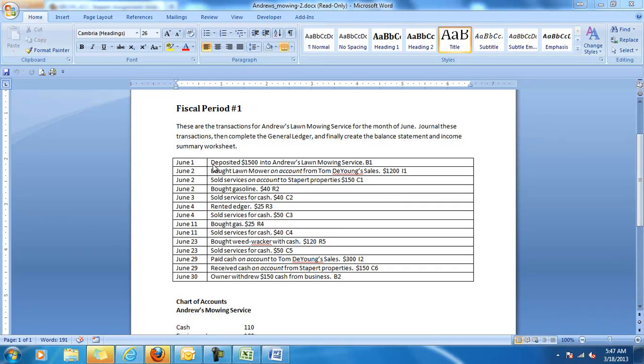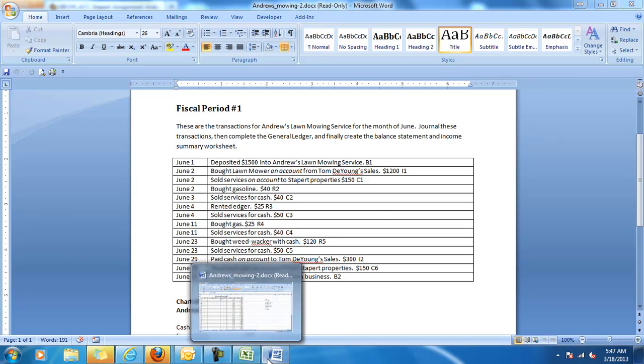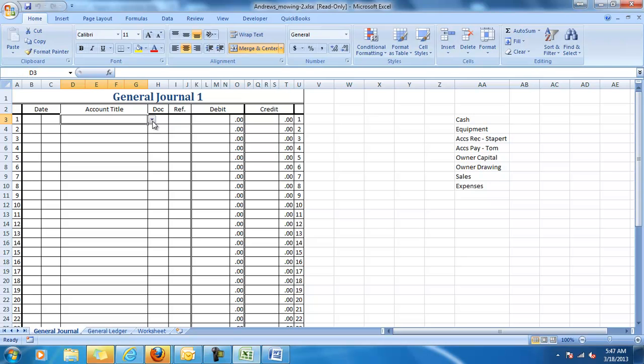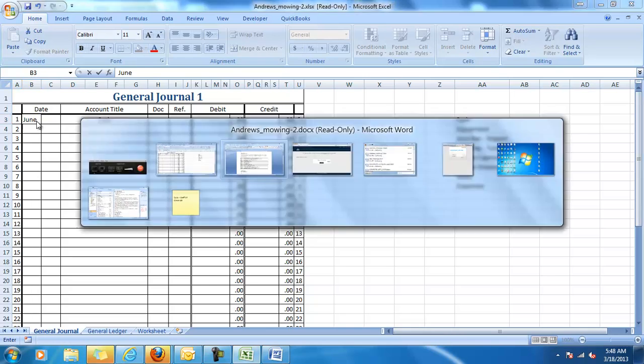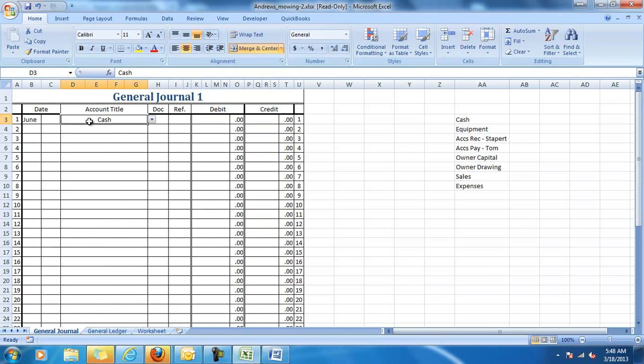So for instance, that first one says deposited $1,500 into Andrews Mowing Lawn Service. That'd be the owner doing that. So our cash account gets debited because our cash account increased. I should put the date in there. It was June 1st. The document number is B1. I'm going to leave the reference blank for now. I'll come back and put that in after I've transferred stuff into the general ledger. The amount was $1,500, and the credit goes to the capital account.